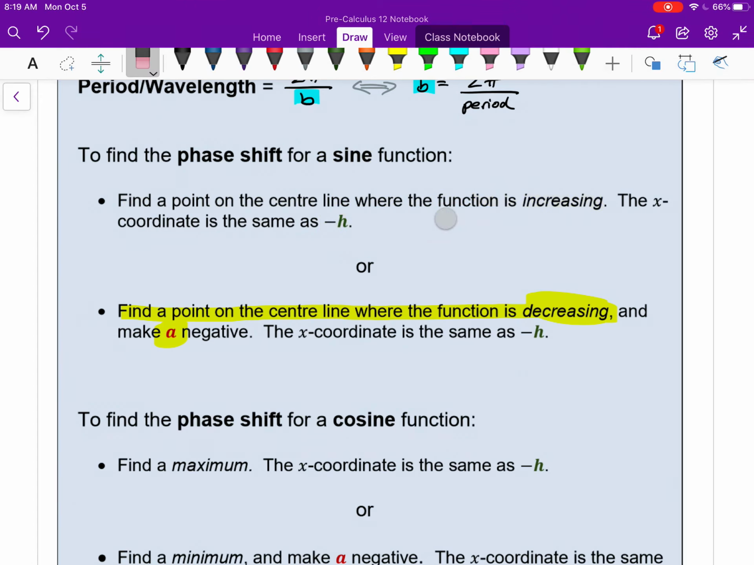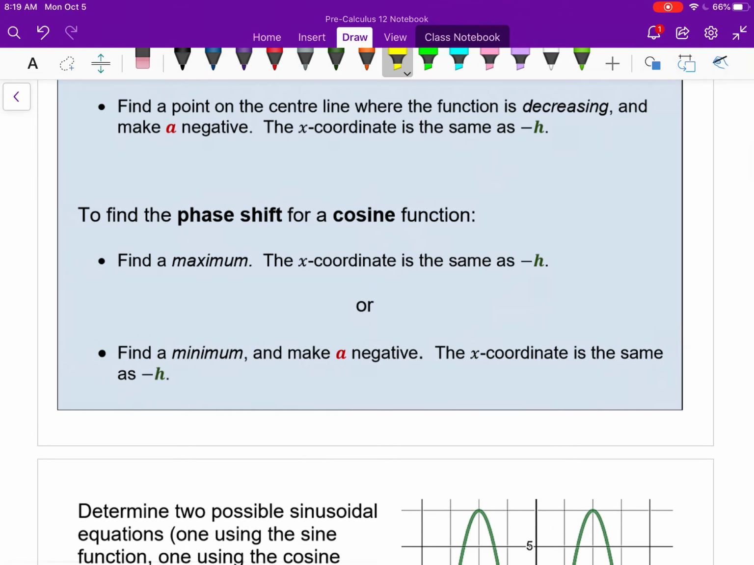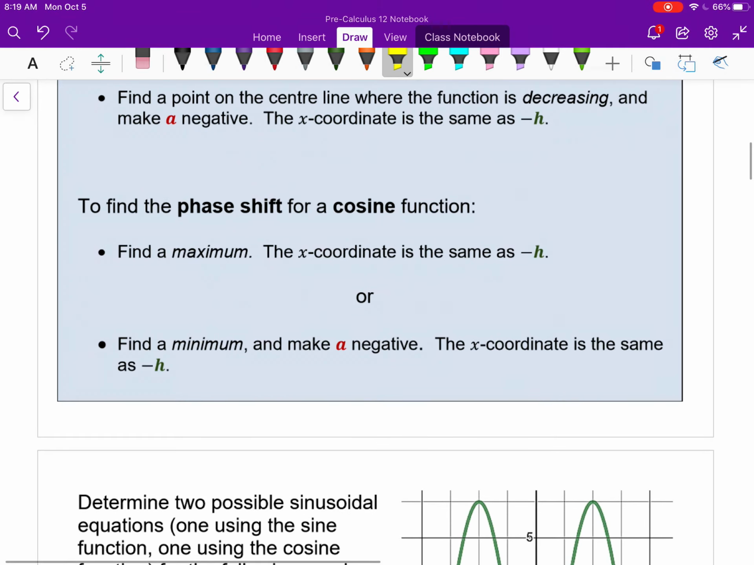All right, we'll use these things, but what if you want to use cosine? Quite often, for applied problems, cosine is easier because you have to find a maximum, and quite often that's something you know in the question. If you can find the maximum, wherever the x coordinate of the maximum is, that's your minus h value. That's what's going into your equation. Or you can find a minimum. But if you do that, you have to imagine your cosine wave being reflected vertically, which means you also have to make a negative. So many options.